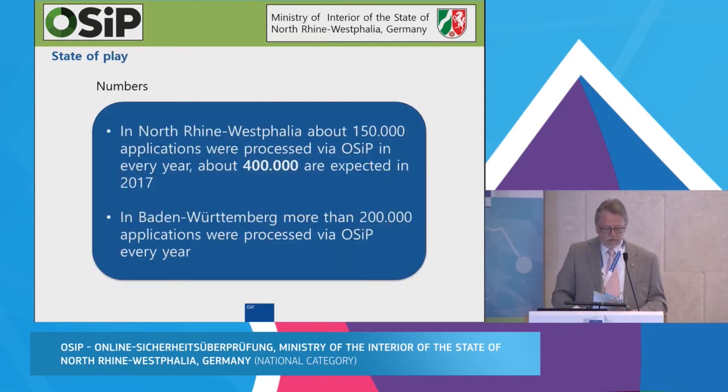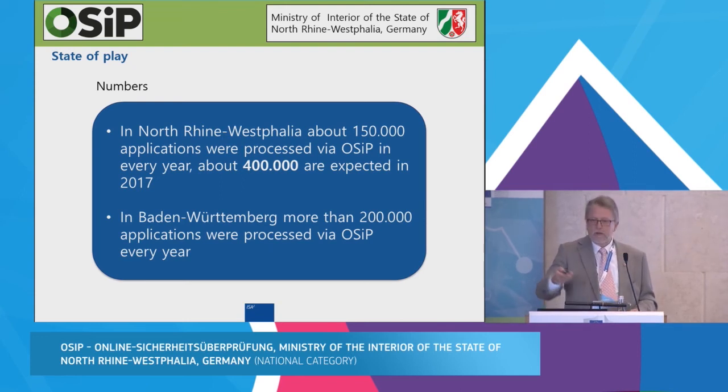Over 100,000 applications per year have been processed via OSiP in all fields of application. As of this year, we expect approximately 400,000 applications. In Baden-Württemberg, about 200,000 applications have already been received yearly. Please notice, sharing and reuse is not a theory, but a practice, all in security areas.